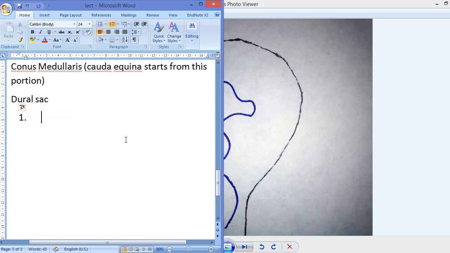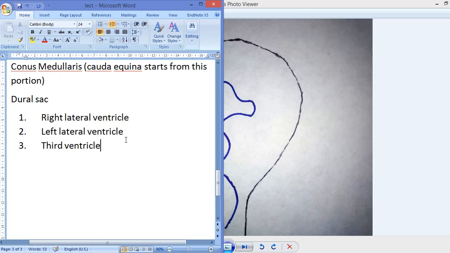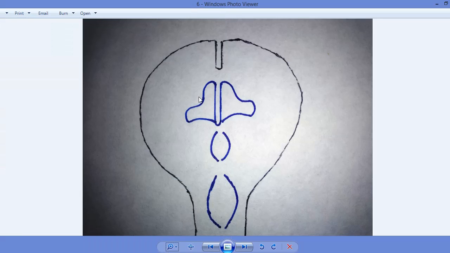There are four ventricles in the brain: the right lateral ventricle, the left lateral ventricle, the third ventricle, and the fourth ventricle. Four cavities are there inside the brain, and these cavities are the right ventricle, the left ventricle, the third ventricle, and the fourth ventricle.